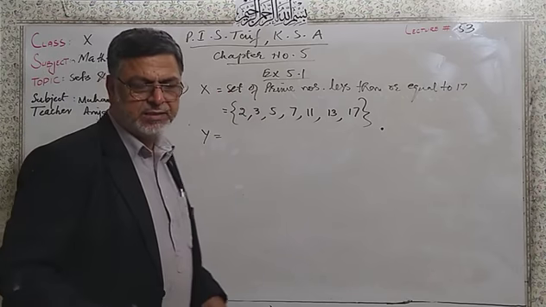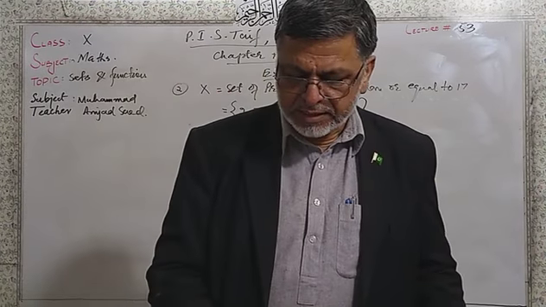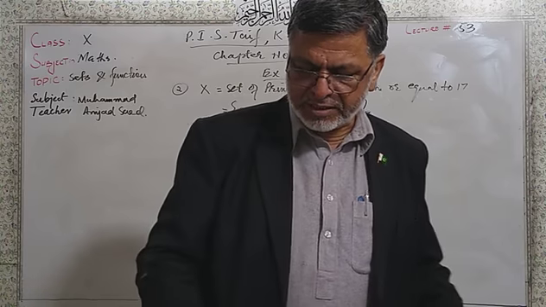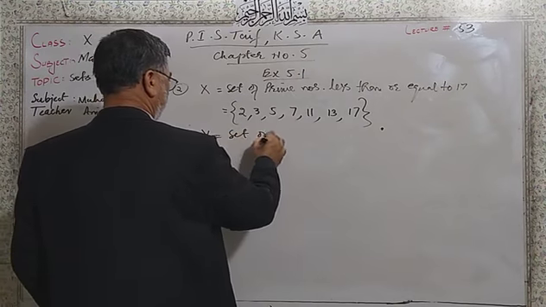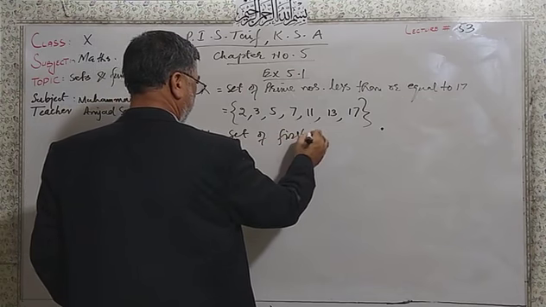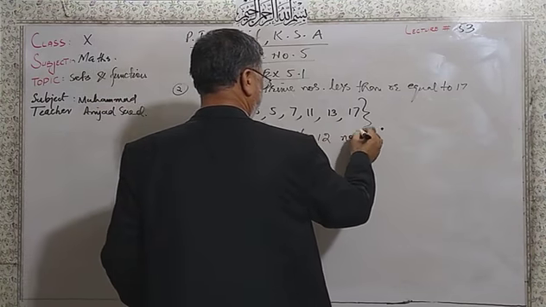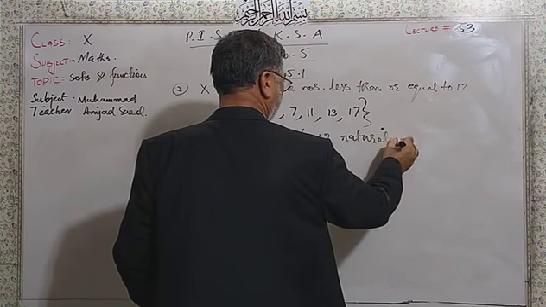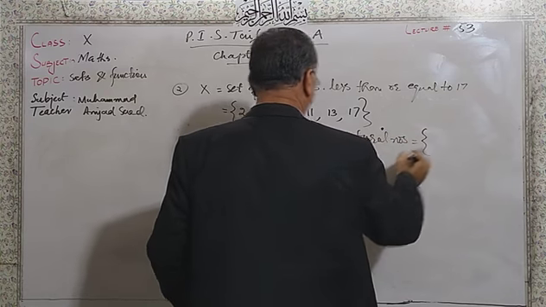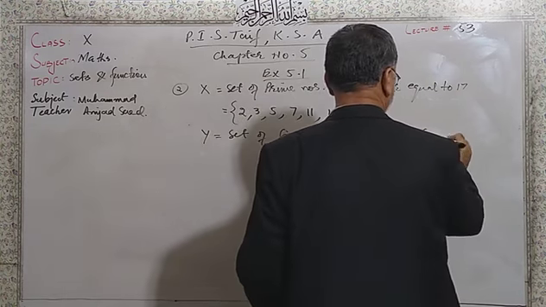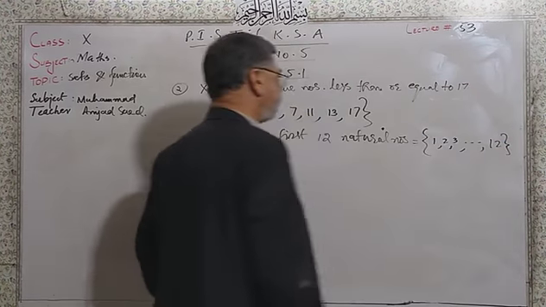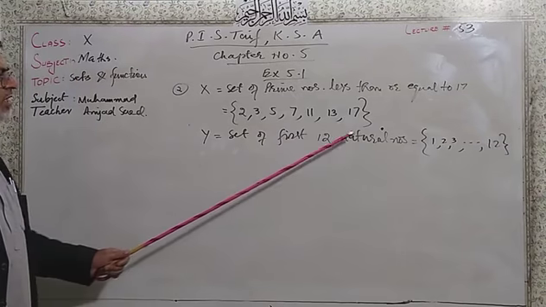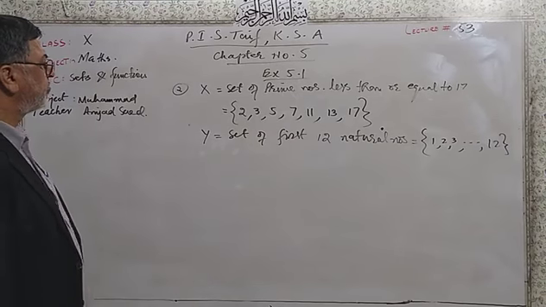And Y is the set of first 12 natural numbers. You can see it can be tabulated as 1, 2, 3 up to 12. This is the set of first 12 natural numbers.